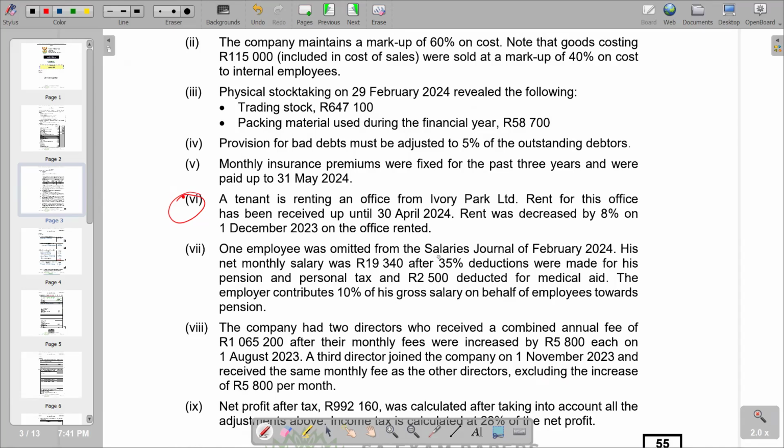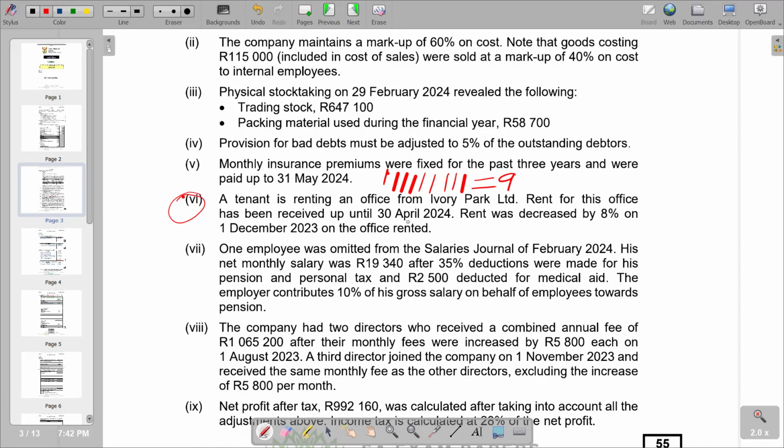So let's count the number of months that we have before the decrease. Remember, our year is starting 1 March 2023. From 1 March 2023 to 1 December 2023, that's when it was decreased. So we are saying the whole of March, April, May, June, July, August, September, October, November. Then on 1 December it decreased. So we have 1, 2, 3, 4, 5, 6, 7, 8, 9. So we have 9 months when it was not decreased.